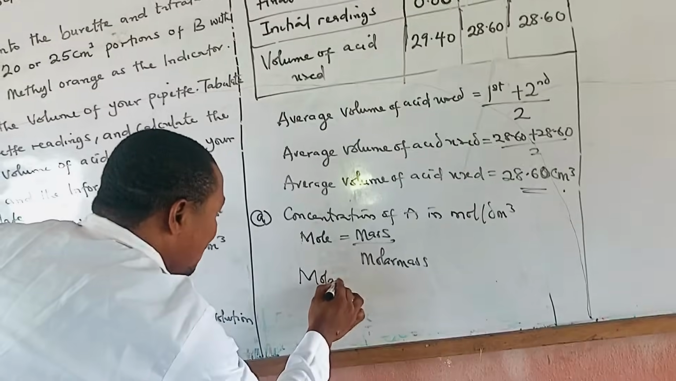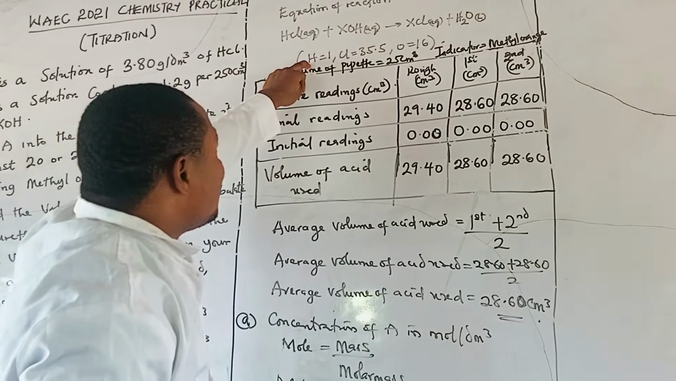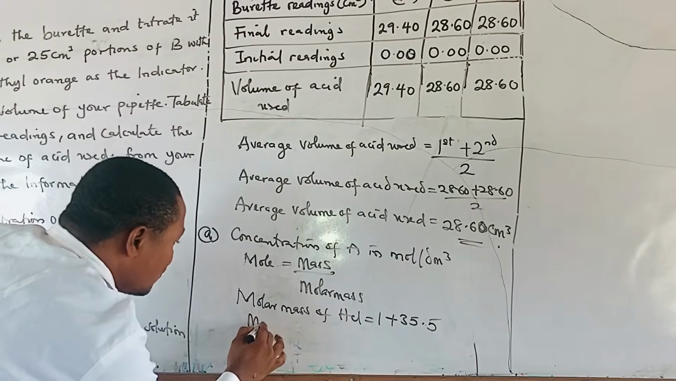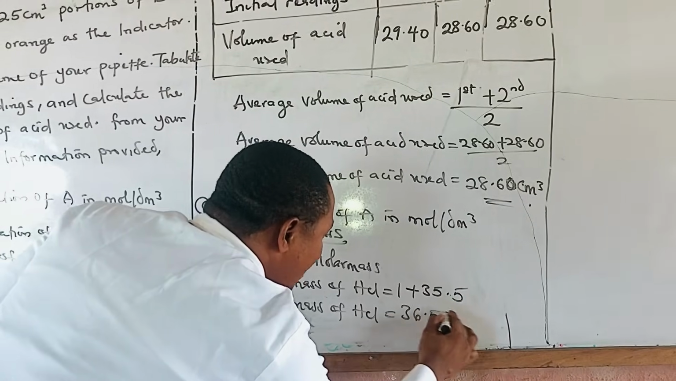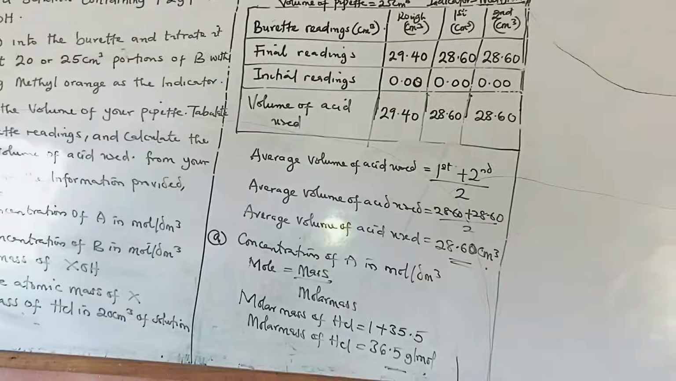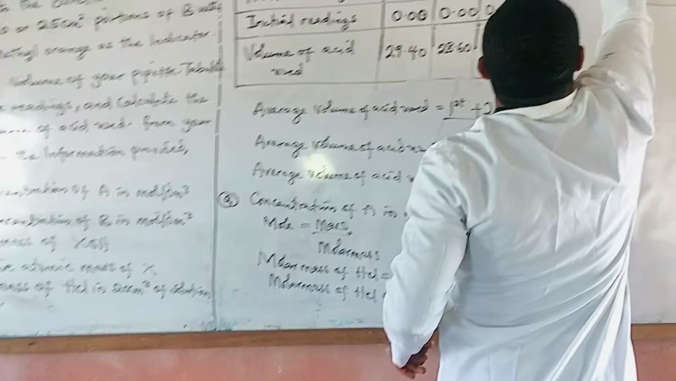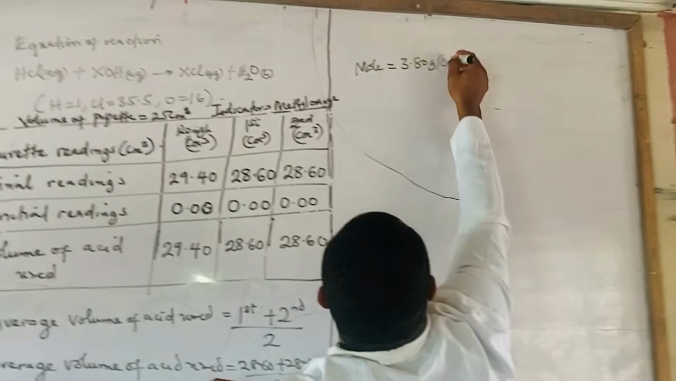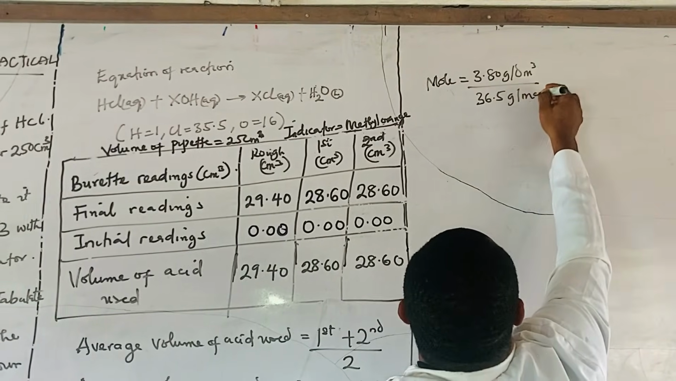So we have molar mass of HCl is equal to, they are giving us the atomic masses. Hydrogen is 1, chlorine is 35.5. So we have 1 plus 35.5. So the molar mass of HCl will be 36.5 gram per mole. Very important. Please, those units are very, very important. I mean it. So from here now, we can calculate our mole. Our mole becomes, what is the mass given in the question? 3.80 gram per dm cube over, what is the molar mass? 36.5 gram per mole.